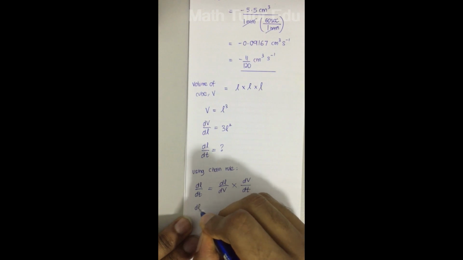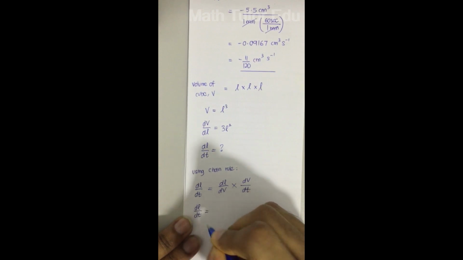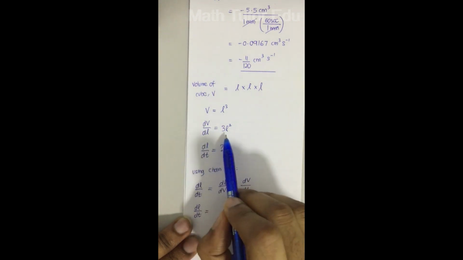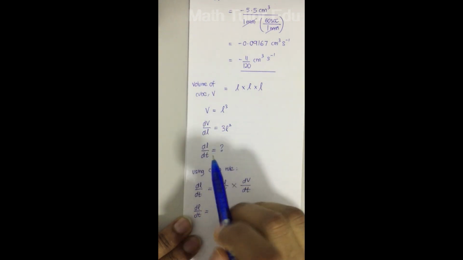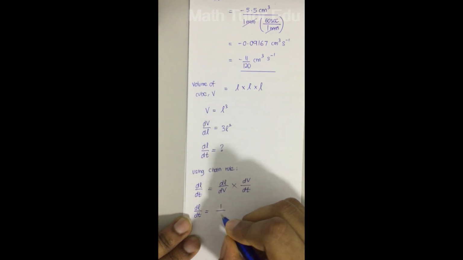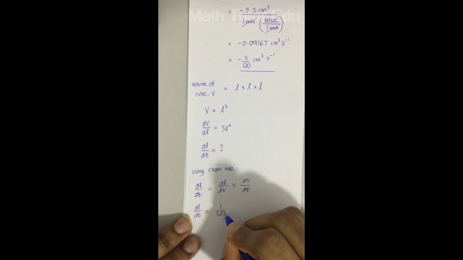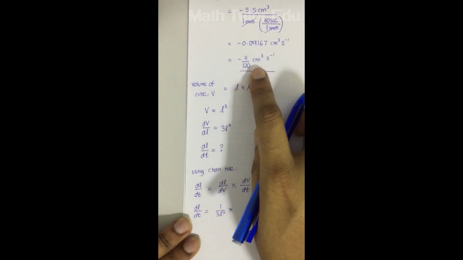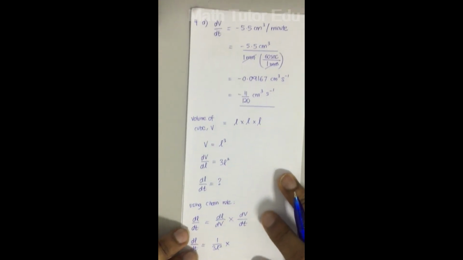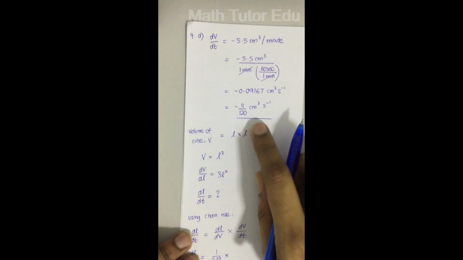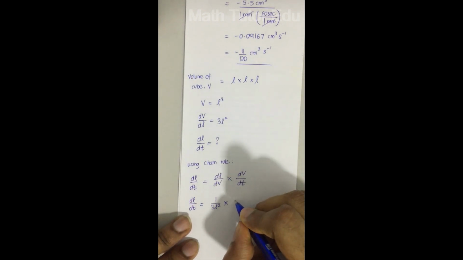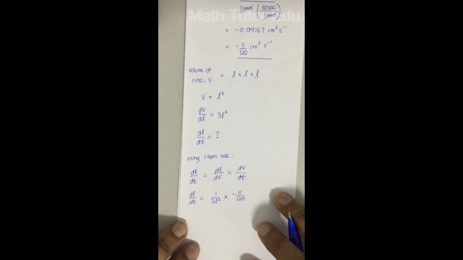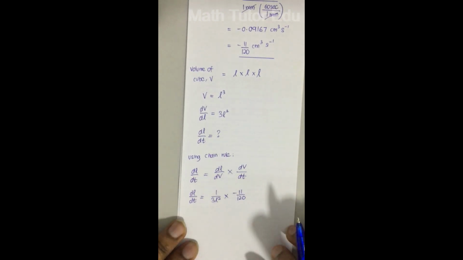So from here, dl over dt is equal to dl over dv. It's already given that dv over dl is 3l square, so dl over dv is 1 over 3l square, times dv over dt, which we already found at the earlier stage of the working, which is negative 11 over 120. So up until now, I hope you guys are clear.